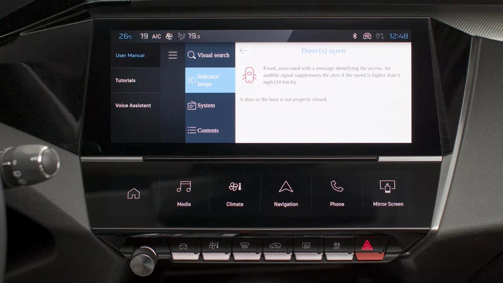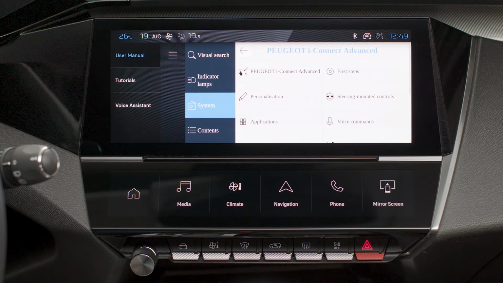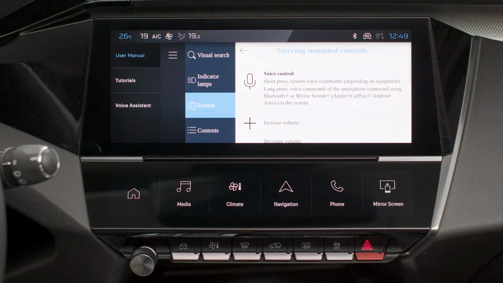With Research by System, press on System. The list of audio and telematic systems is displayed. Press on the relevant section and the list of subjects will be displayed.